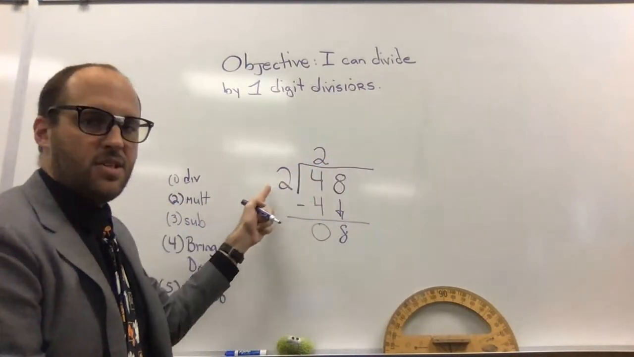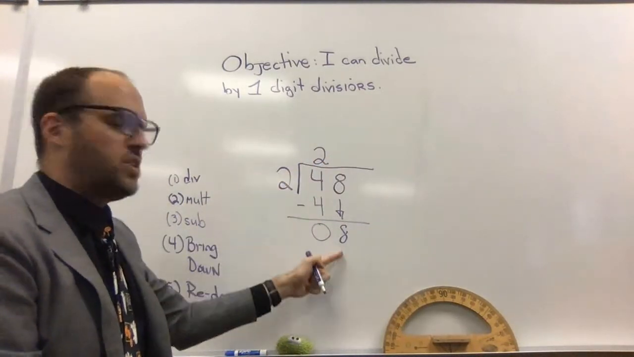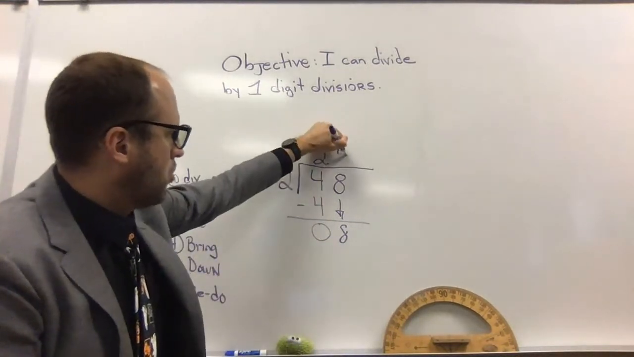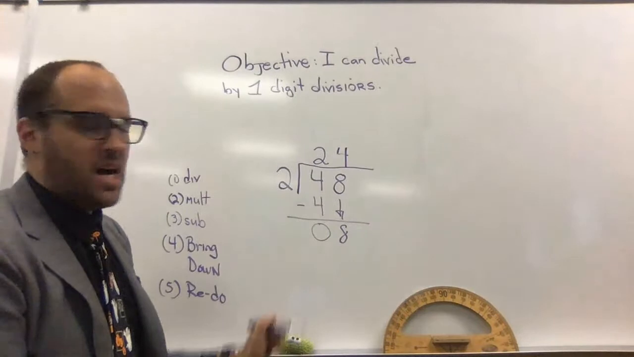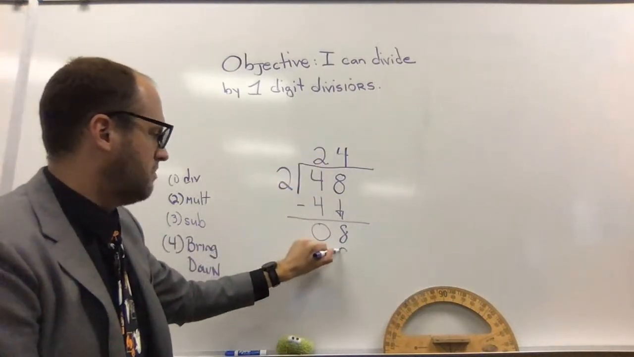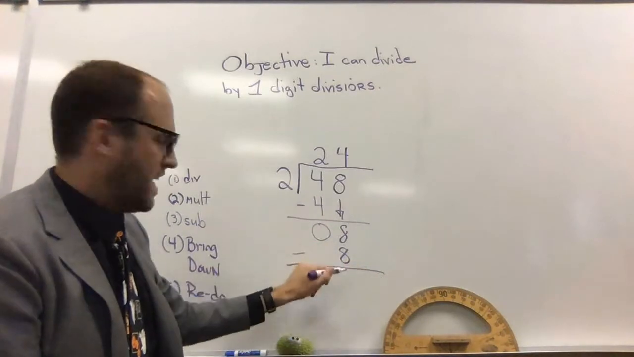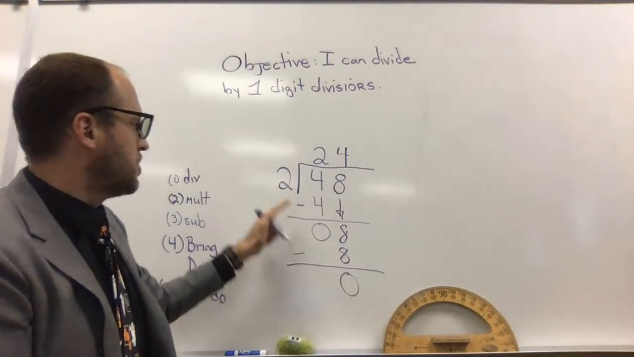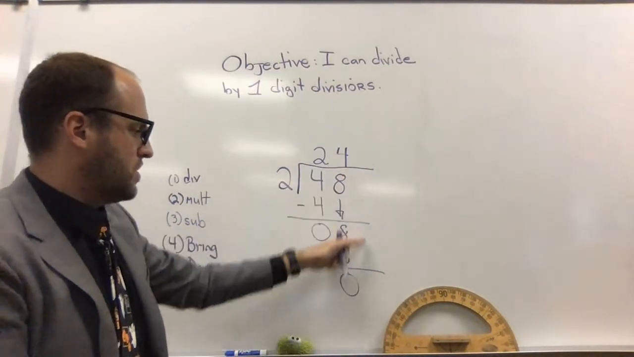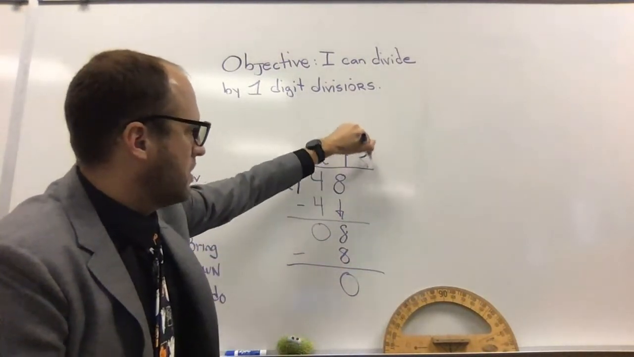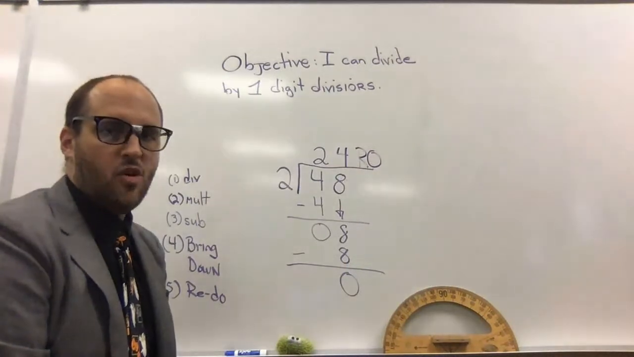What times 2 gives us 8? Or how many groups of 2 can we make out of 8? If you use your 2 facts right, that would be a 4. We multiply again. 2 times 4 is 8. We then subtract. 8 minus 8 is 0. 0 is smaller than 2. There's nothing else to bring down. So you could write remainder 0 because there's nothing left over here.